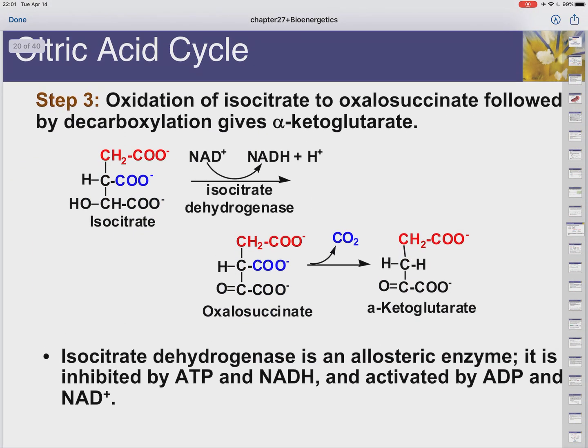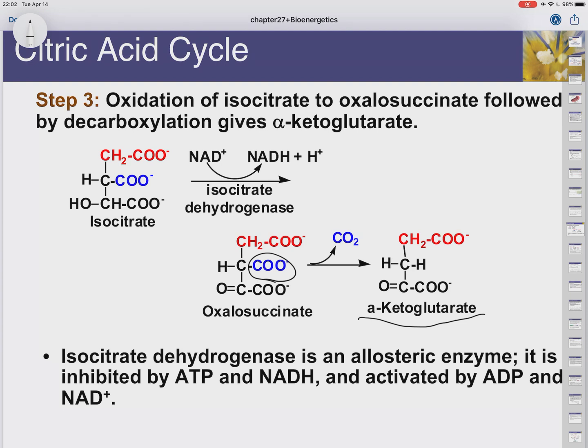Isocitrate dehydrogenase will then turn isocitrate into oxalosuccinate. Oxalosuccinate will then liberate one of those carbon dioxides. Now again, it's a different carbon than the two that just came in, but ultimately the two that just came in will be part of the next oxaloacetate molecule that'll accept the next acetyl, and so on and so forth. So once oxalosuccinate loses that carbon dioxide, it becomes alpha ketoglutarate.